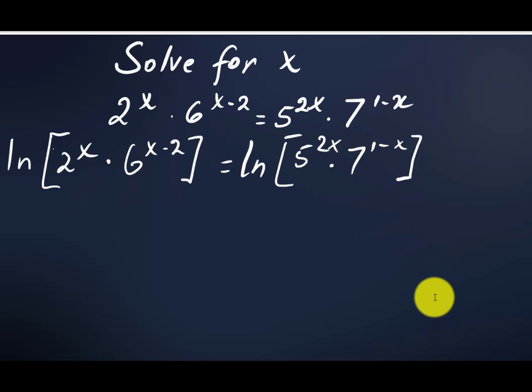Here we can take the log of the two sides. If we take the log of the two sides, we don't change the equality. So I'm going to take natural log of the first side is equal to natural log of the second side. So far so good.